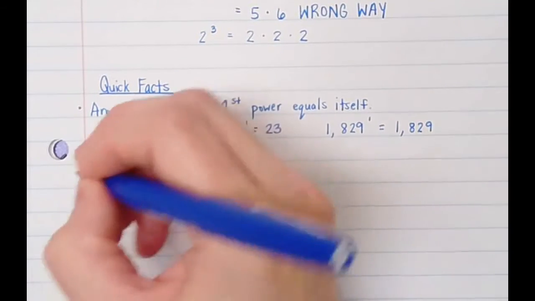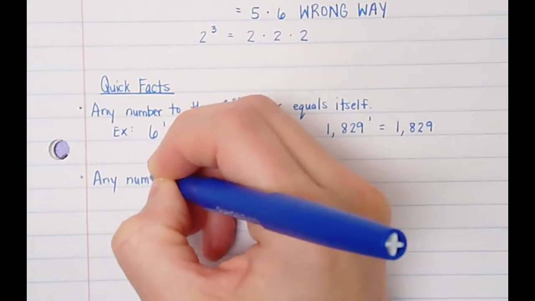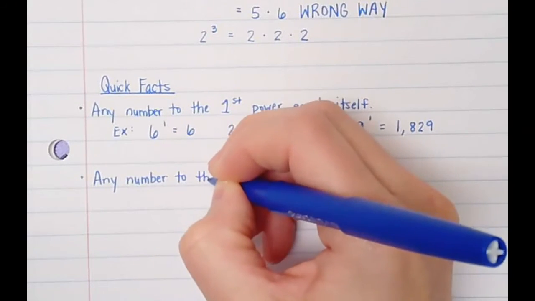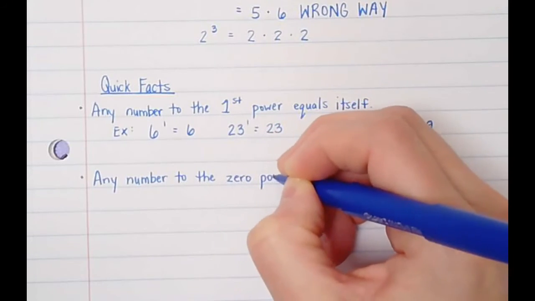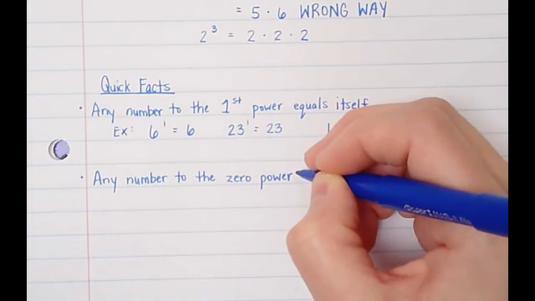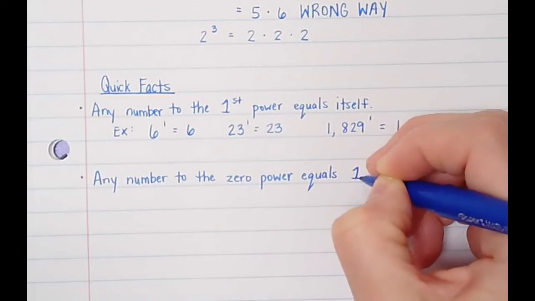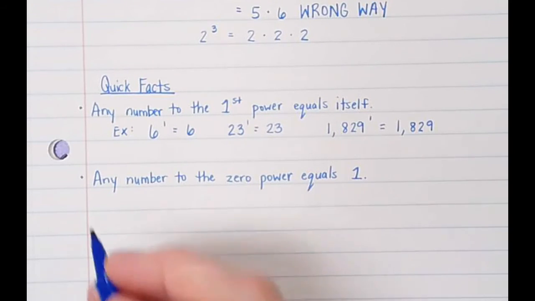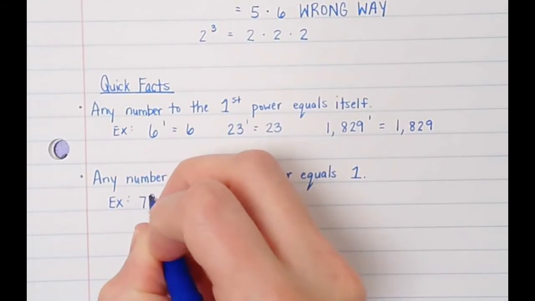Any number to the 0 power equals 1. Okay, so any number, if the exponent above that number is a 0, it is going to equal 1. So if I have 7 to the 0 power, it just equals 1.